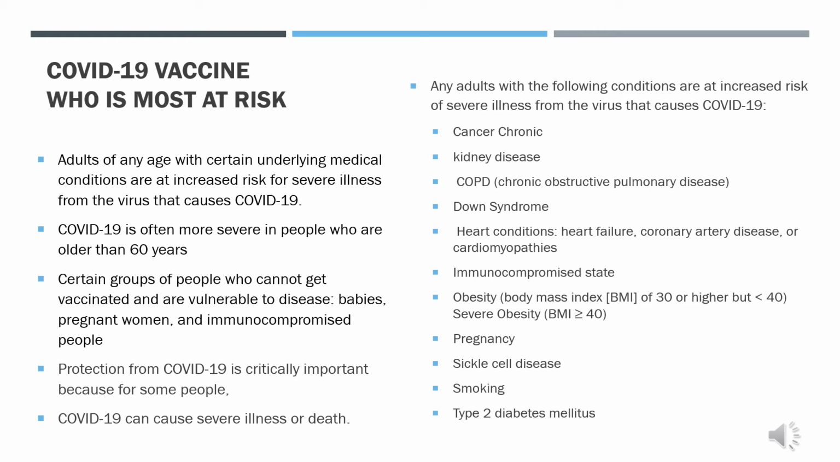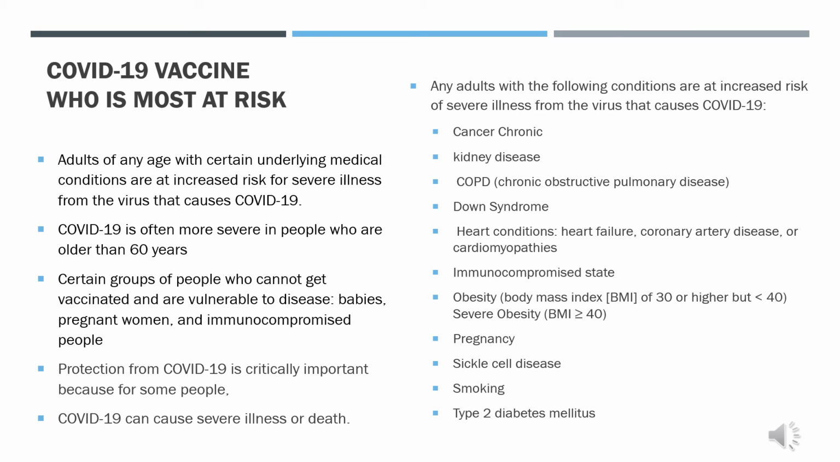The people who are most at risk for contracting coronavirus and need the vaccine are adults of any age with certain underlying medical conditions, and I have a list of those there as well. Some of the key ones are cancer, chronic kidney disease, any sort of respiratory disease like COPD, heart conditions, people who are immunocompromised, and then things even as common as obesity, type 2 diabetes, and smoking can increase your risk of severe illness from COVID-19.